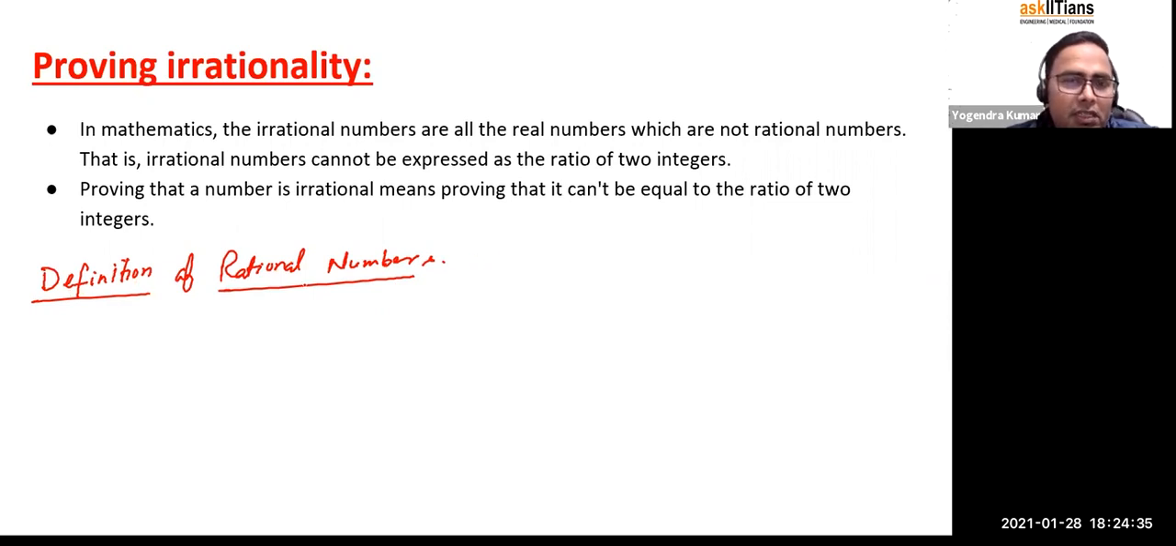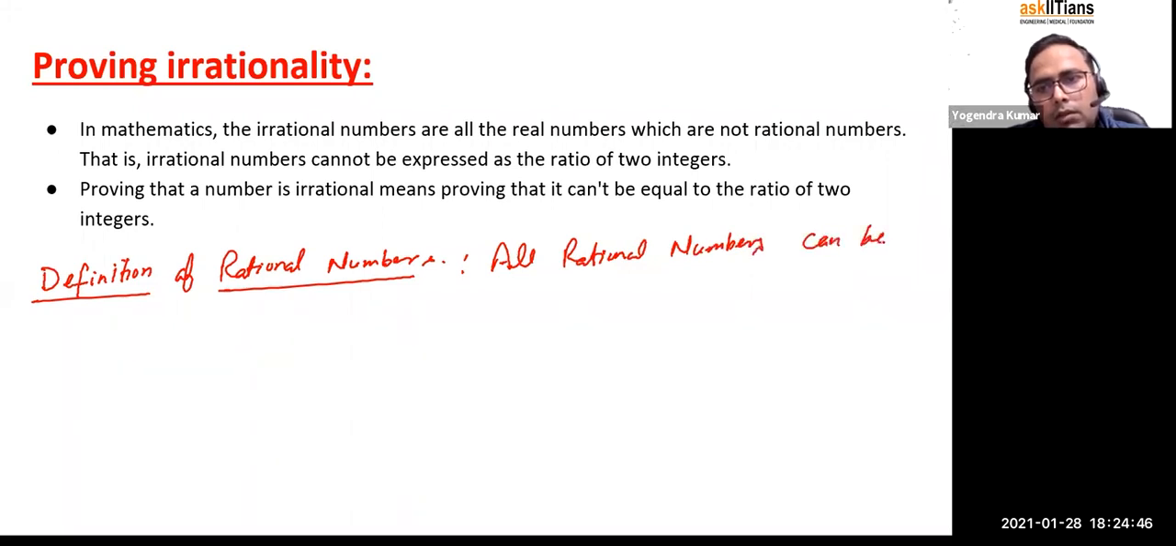Rational number can be represented in p by q form. All rational numbers can be written in p by q form.